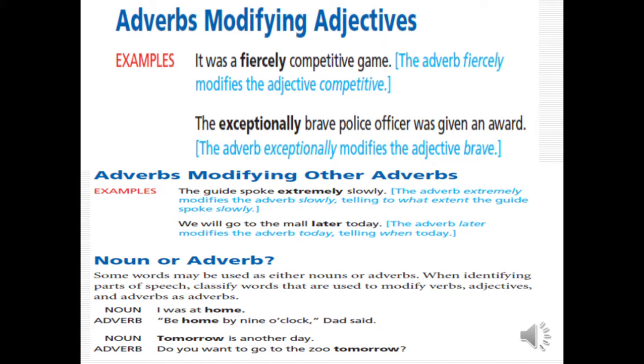So, I was at home. Okay, I was at home. Home is the place where I am, but it's not modifying I was. However, be home by 9 o'clock is where I have to be. Therefore, home here is an adverb. If I have tomorrow is another day, here tomorrow is being used as a noun. But if I say, do you want to go to the zoo tomorrow? I'm asking when the person wants to go to the zoo, therefore referring to the action, therefore being an adverb.